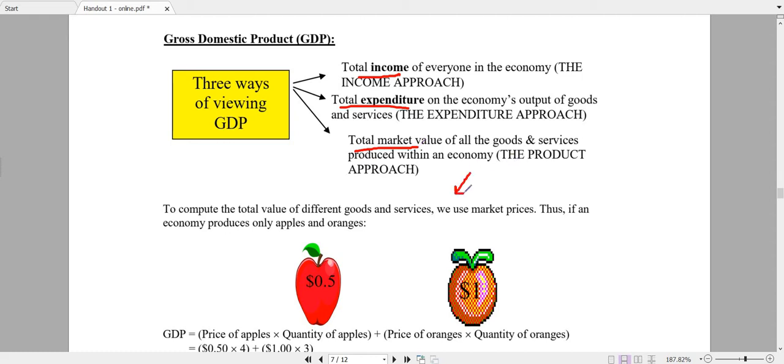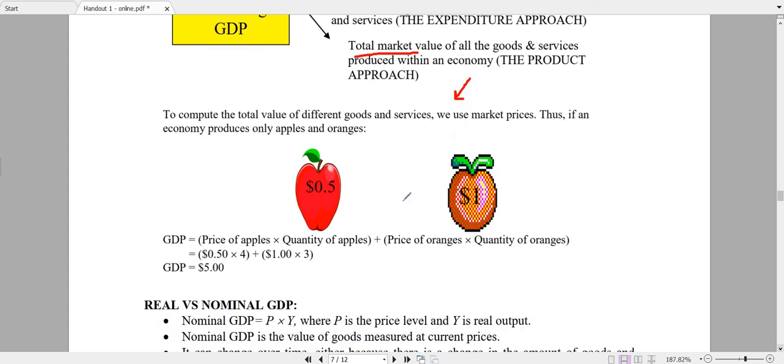Now, there is a little more elaboration here with respect to the product approach of calculating GDP. Here, the product approach has been explained using a simple example where in an economy only two commodities are being produced, apples and oranges. So, here we are assuming that in the current year, 4 apples are being produced, 3 oranges are being produced, hence GDP turns out to be $5. If GDP rises over time, that is an indication that the economy is doing well.